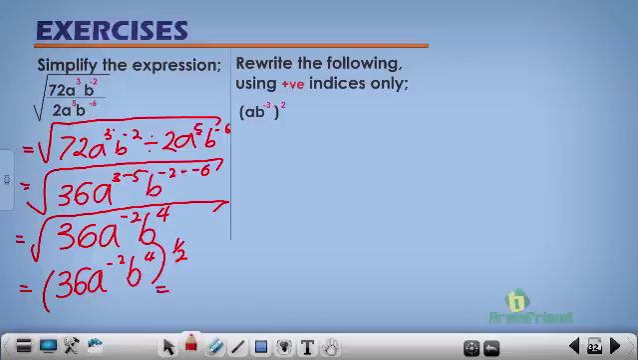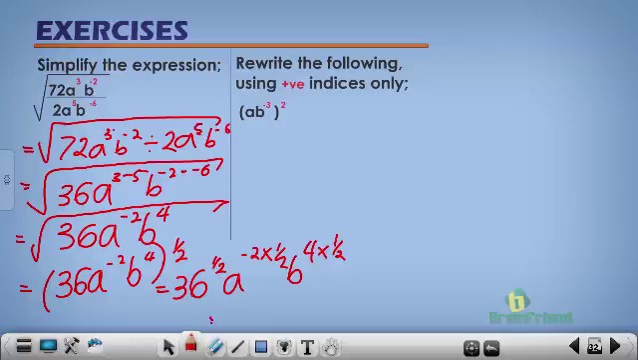So, our power, 1 over 2, will operate on everything within the bracket. And of course, if we opened up our bracket, we would have 36 raised to power 1 over 2 times a raised to power minus 2 times 1 over 2 multiplied by b raised to power 4 times 1 over 2.